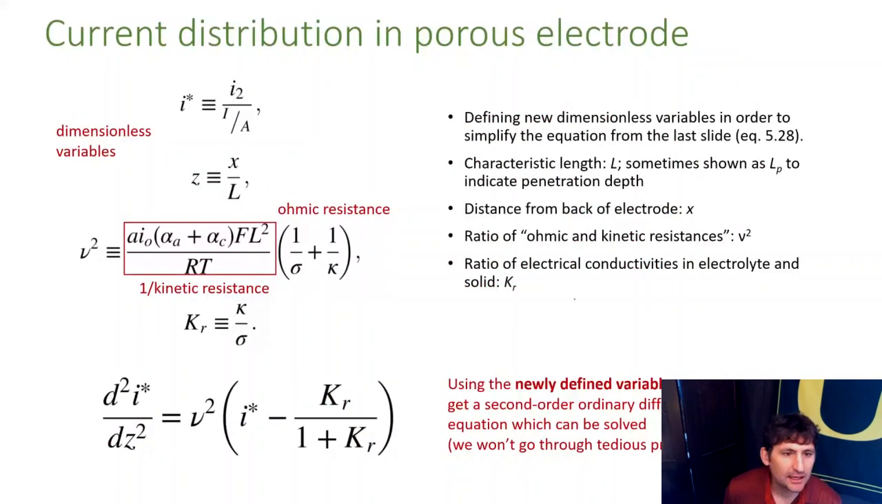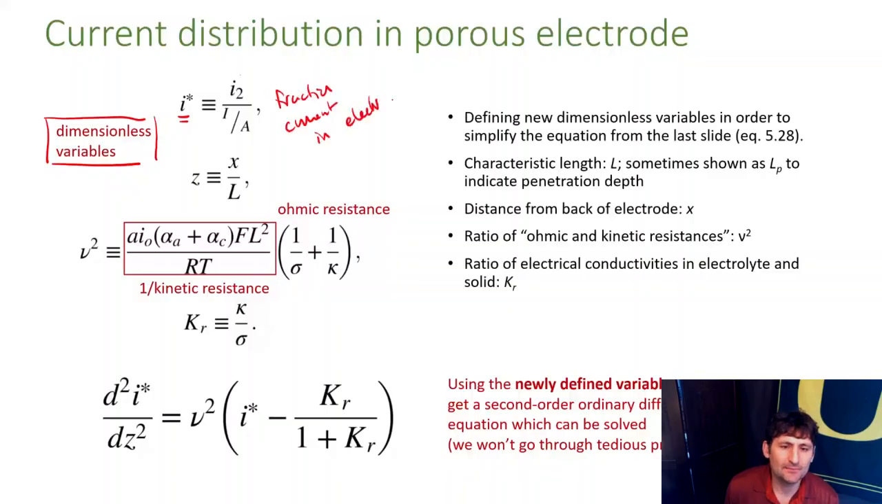Solving this is not something we'll go through in detail, but in order to solve it, in order to understand the results, it's useful to define what are called dimensionless variables. It's very typical in engineering and physics to define these. So I'm going to define something called I star. And I star is going to be essentially the fraction of the current that's in the electrolyte. And it's dimensionless because this I star term has no units. It's a ratio of two current densities, the total current density and the current density in the electrolyte.